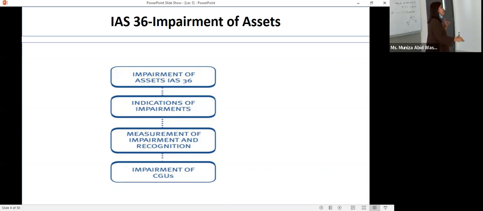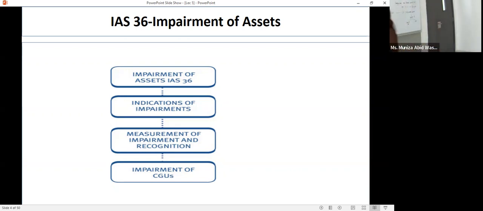By reversing an impairment, the value of an asset should not be increasing more than its historical cost less accumulated depreciation if there would not have been any impairment. How are we going to do that? We are going to do that in this stream. So this is the total overview of the chapter.